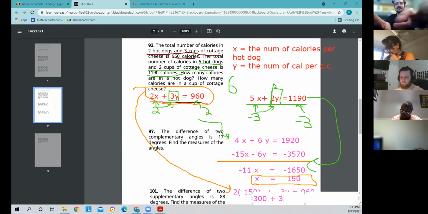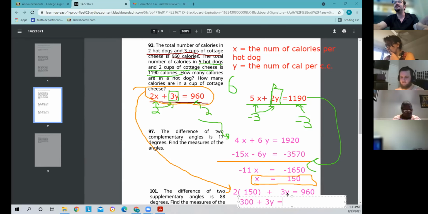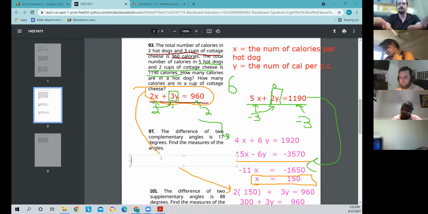So, yep, it would be 960. And then I take away the 300 from the left, which means I have to take away from the right. So it'd be 960 minus 300, so that would equal 3y equals 660. And then I just divided that by 3 to get the y by itself, and y equals 220. So a cup of cottage cheese would equal 220 calories.